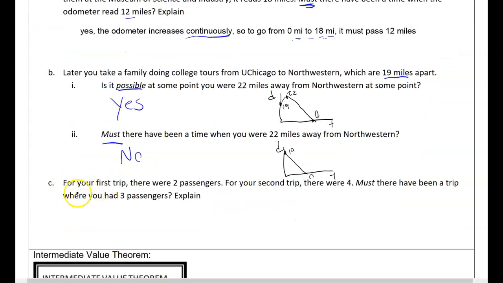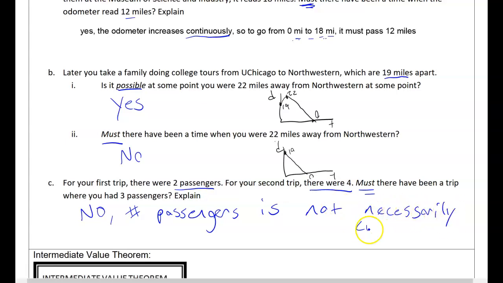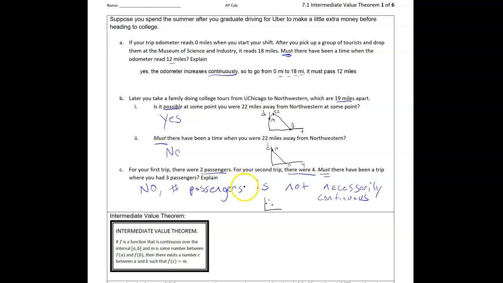Now, here, question C, I think this is the most interesting question. Again, it's an obvious question. If we had 2 passengers and then we had 4 passengers, must there have been a trip where you had 3 passengers? And the answer here obviously is no. And what we can say here, right, is the number of passengers is not necessarily continuous. So if I graphed the number of passengers, it could be a bunch of disconnected dots. It doesn't necessarily have to be a nice smooth curve. So there's no reason that I would have to have 3 just because it's between 2 and 4. So that's the intermediate value theorem in a nutshell.